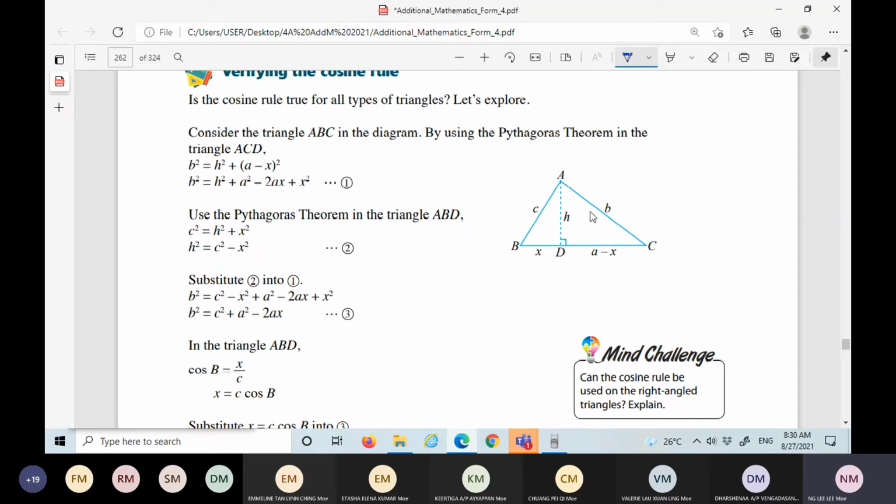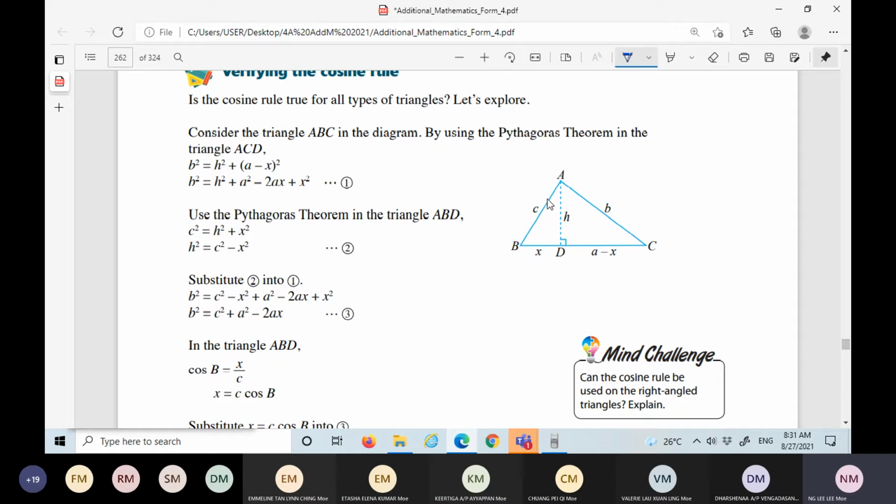Okay, so let us start with this triangle ABC. Same thing: draw the height of the triangle, labelled H, and let this be the base. So you have a 90 degree angle here, so it will form two right-angled triangles. I think it is quite similar to the verification of the sine rule. Once you have a right-angled triangle, then you use the Pythagoras theorem. You can also use SOH CAH TOA, all that.